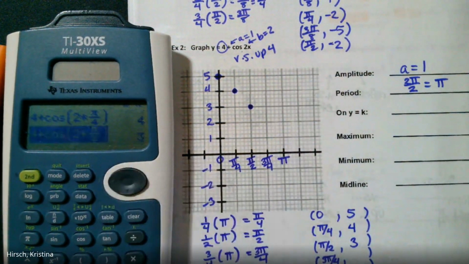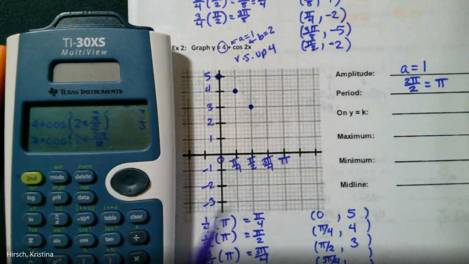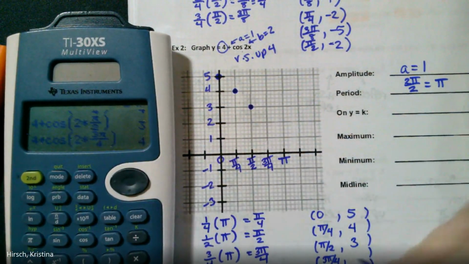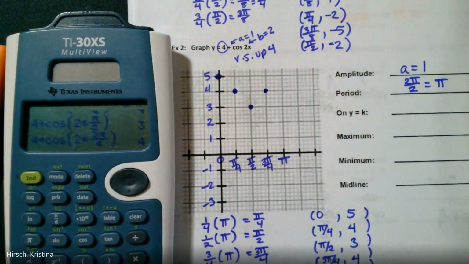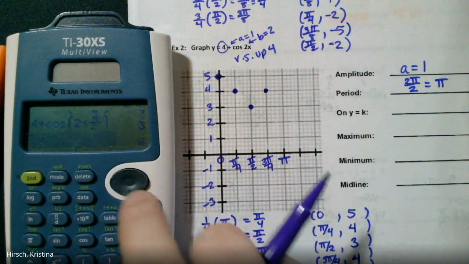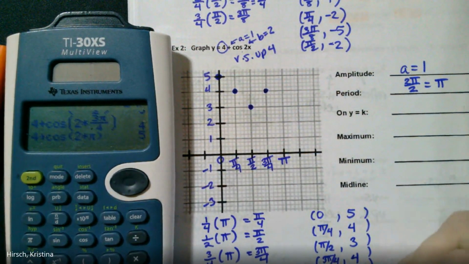Do it again, but with 3 pi over 4. And I got 4. Do it again, but with just pi. And I got 5.